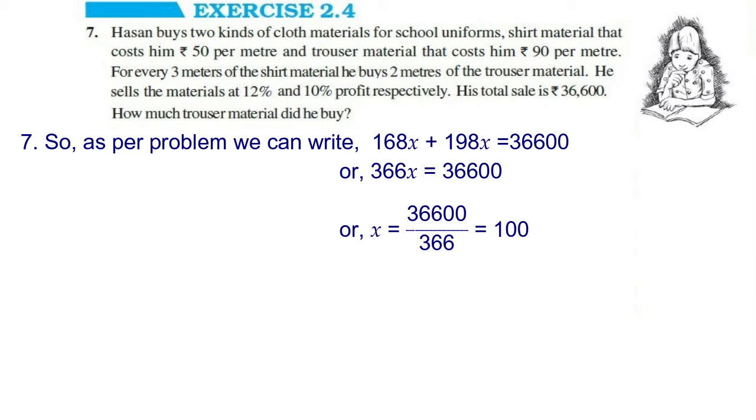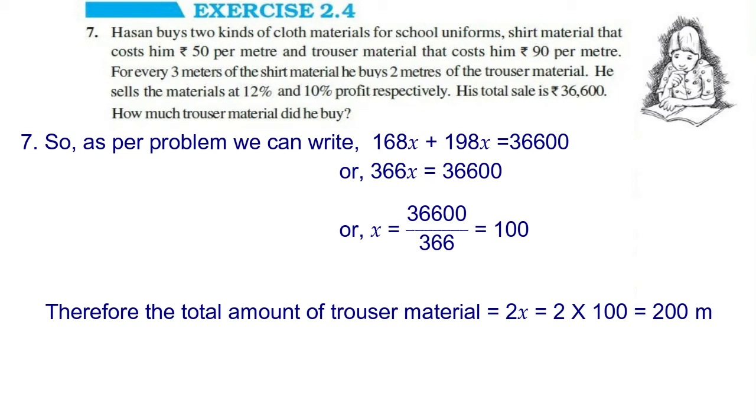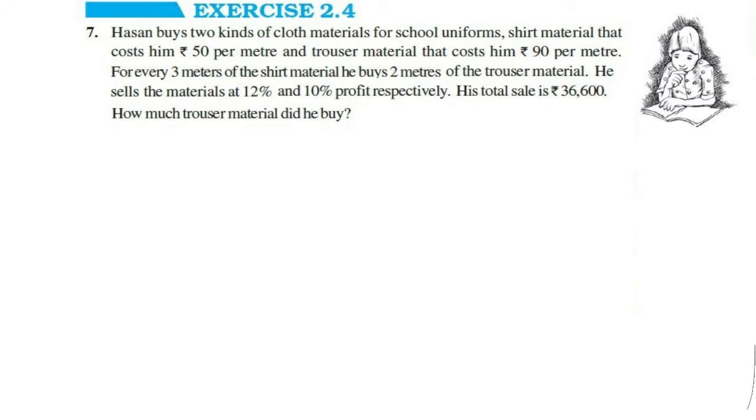Now as per the problem we can write 168x plus 198x is equal to 36,600, or 366x equal to 36,600, or x equal to 36600 by 366, is equal to 100. Therefore the total trouser material he bought is equal to 2x, means 2 into 100, is equal to 200 meters.